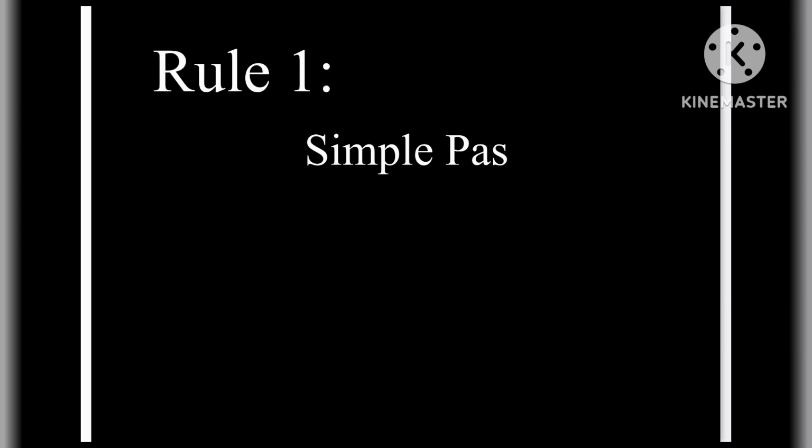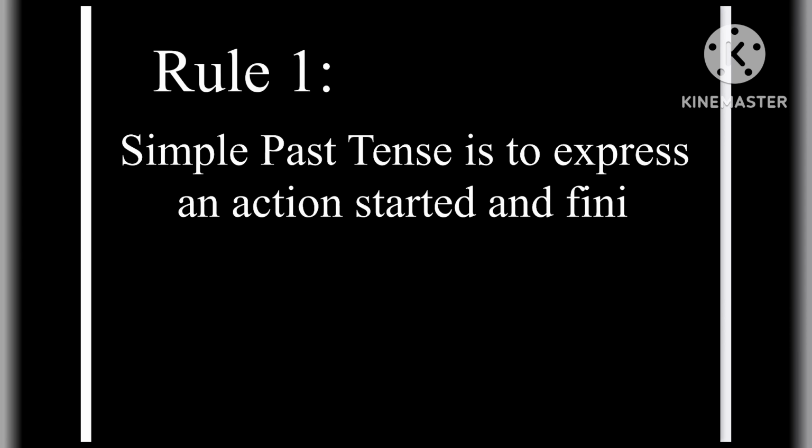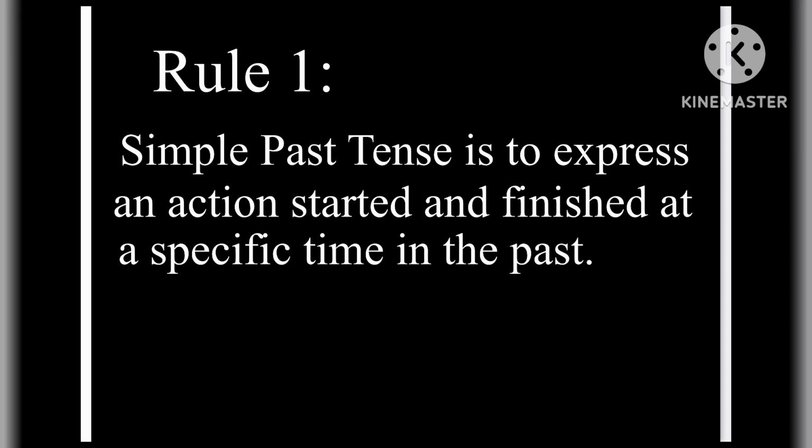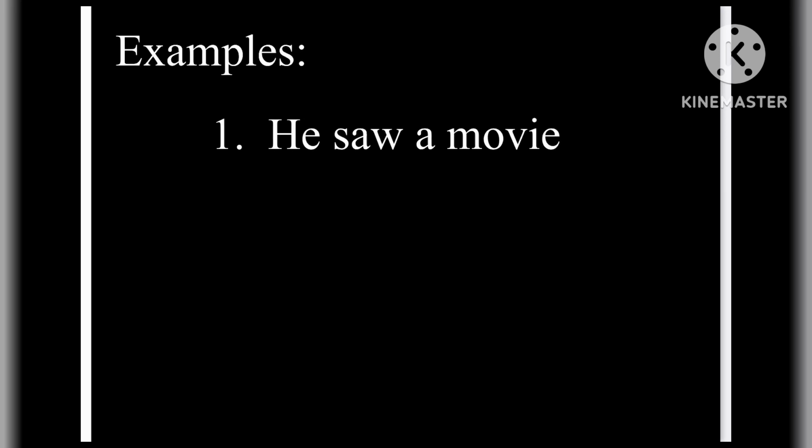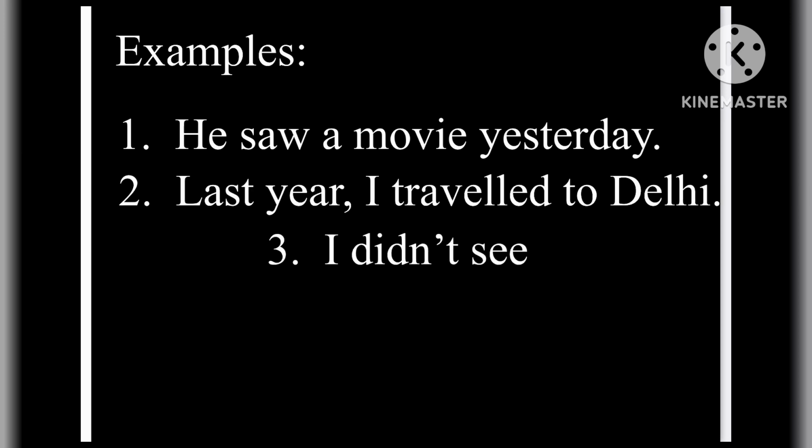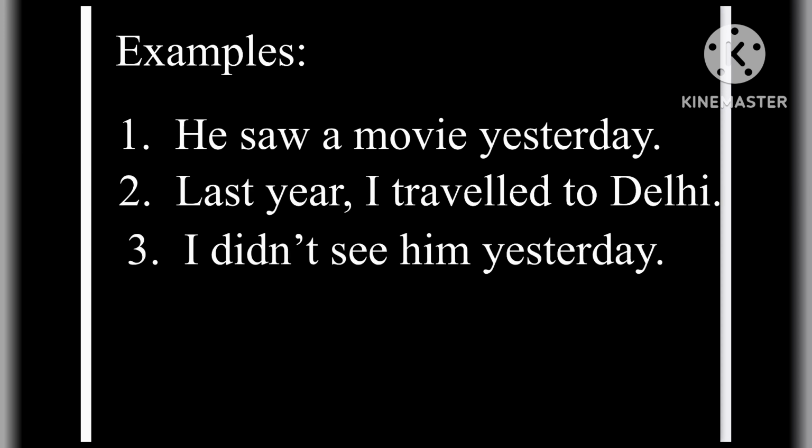Rule number 1. Simple past tense is used to express an action started and finished at a specific time in the past. Examples: He saw a movie yesterday. Last year I traveled to Delhi. I didn't see him yesterday.